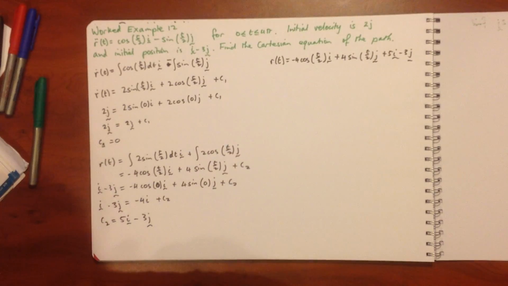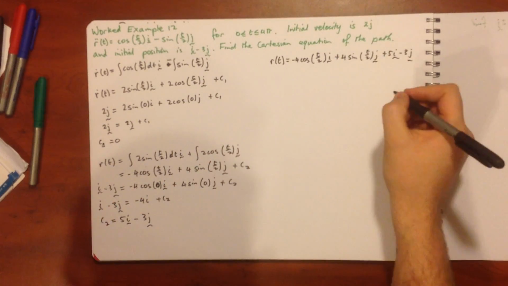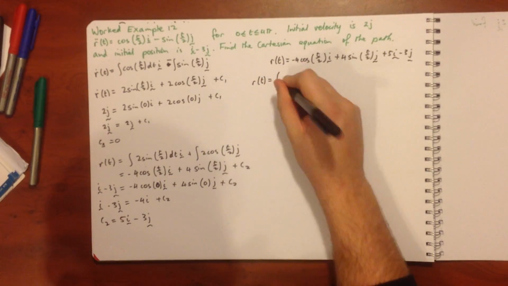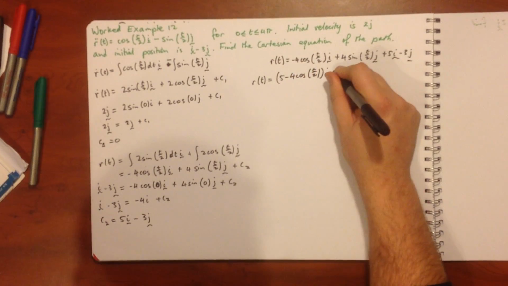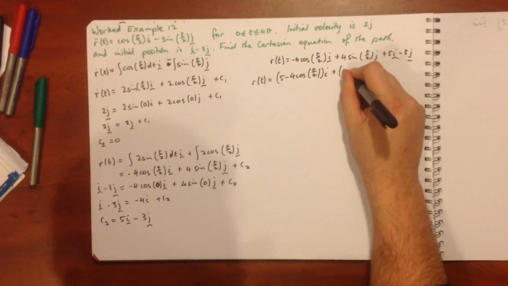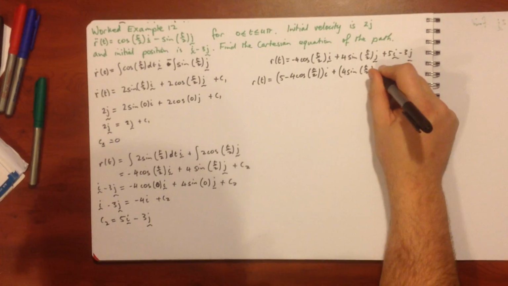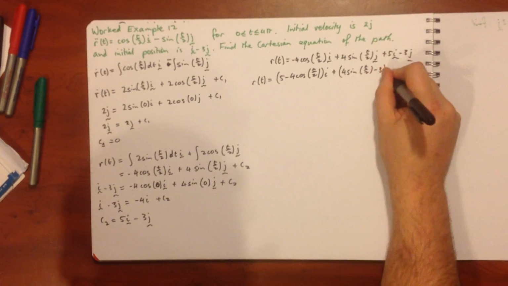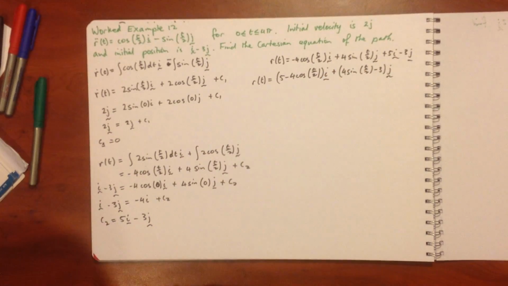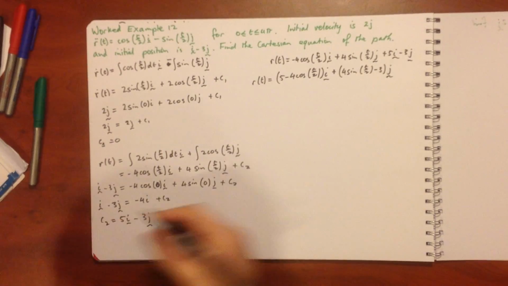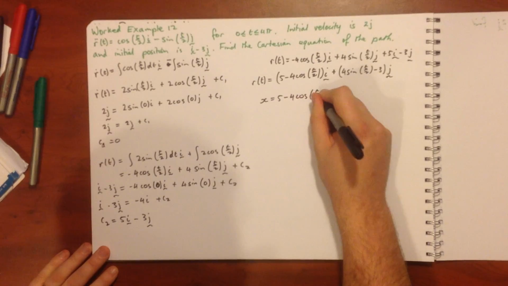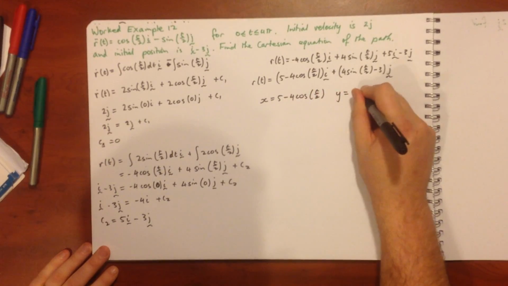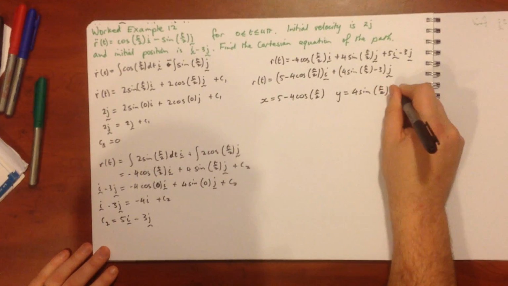Okay, so we can simplify that a little bit more as well, because we can then say that we get our r of t equal to 5 minus 4 cos of t on 2 i, plus we can say we get our 4 sine of t on 2 take 3 j. Okay, so we've got our position vector now. What we need to do is find our parametric equation. So really we're saying our x is equal to 5 minus 4 cos of t on 2, y equals 4 sine of t on 2 minus 3.